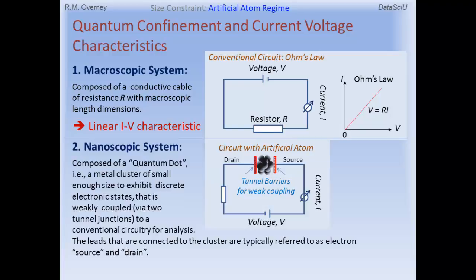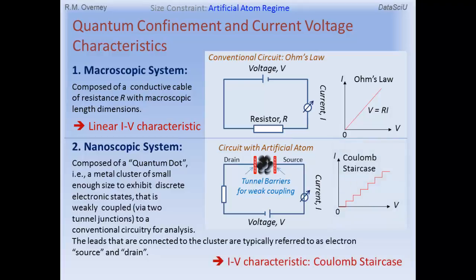In order to measure but not to interfere with the conduction properties of an artificial atom, we couple a macroscopic circuit very weakly via two tunnel junctions to it. The tunnel junctions give us the possibility to load and unload electrons in discrete fashion to and from the artificial atom. The consequence is an IV characteristics that exhibits a staircase behavior, also known as Coulomb staircase.